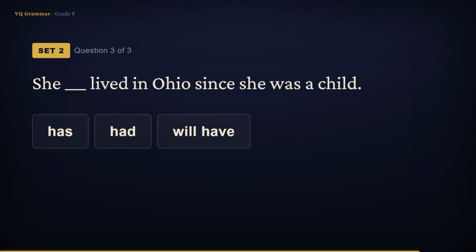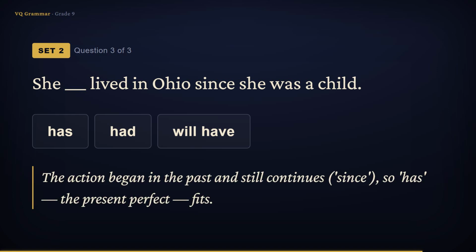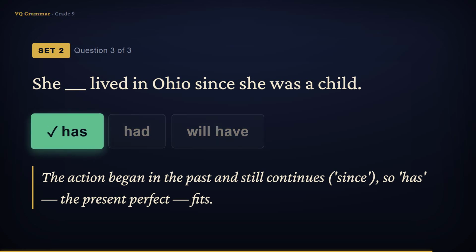She blank lived in Ohio since she was a child. The word since tells you the living began in the past and continues right up to now. That ongoing, up to the present action is the present perfect. So the answer is has.